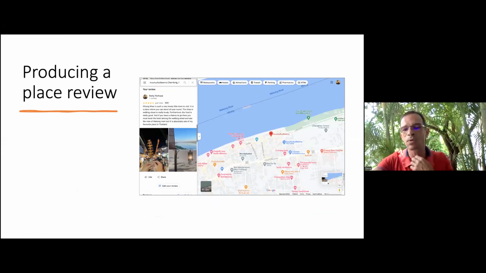Now, this lesson was fairly simple. You can see that place reviews are usually pretty short. And the students were able to produce their own place review in the class. I got them to think about a place that they know near their house or that they've been to a lot. They rated the place and then wrote a quick review and uploaded it onto Google Maps. And it was extremely affirming for them.